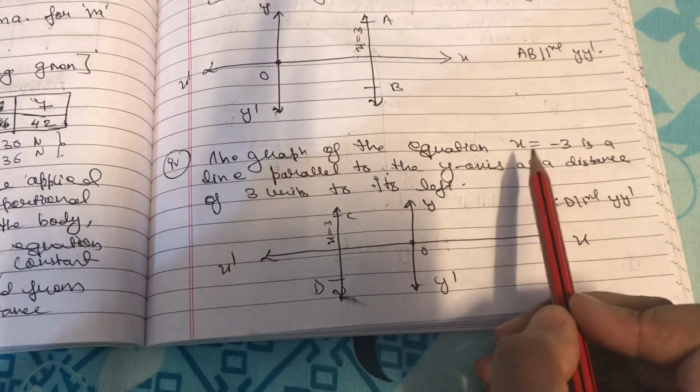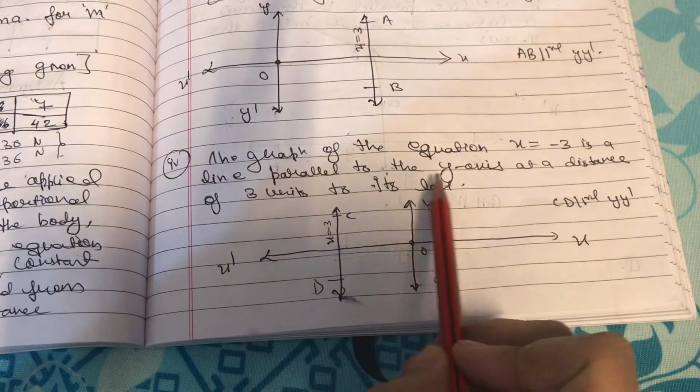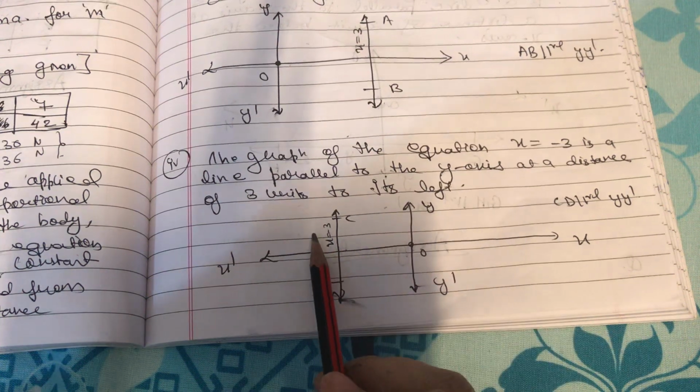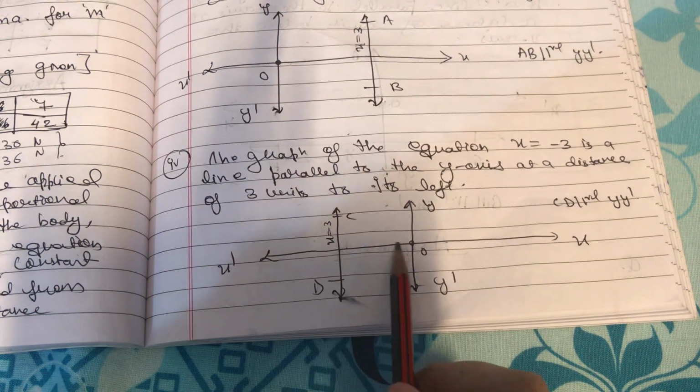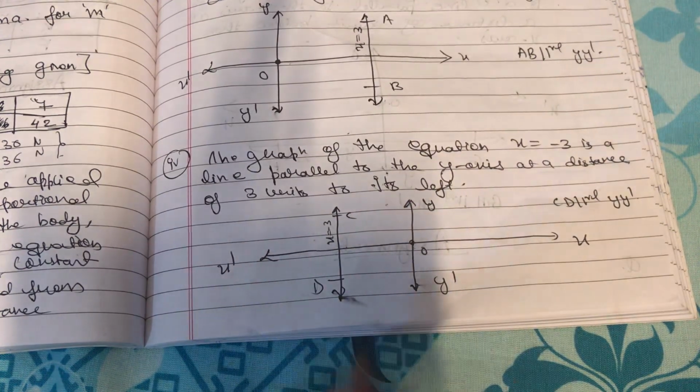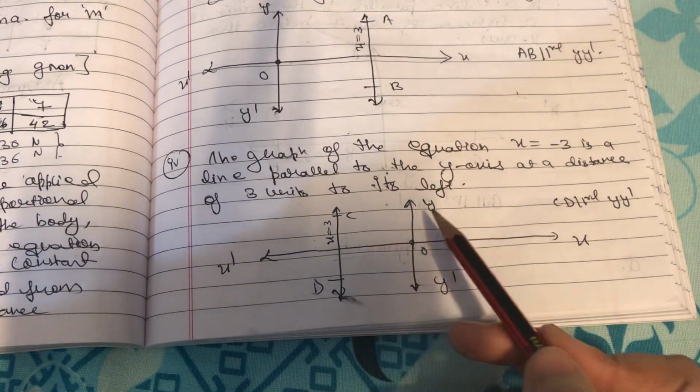The graph of the equation x equals -3 is a line parallel to the y-axis at a distance of 3 units to its left. So if it is minus, it will be like this, on the left-hand side. So this is y dash, and likewise, as you can see, CD is parallel to y dash over here also.